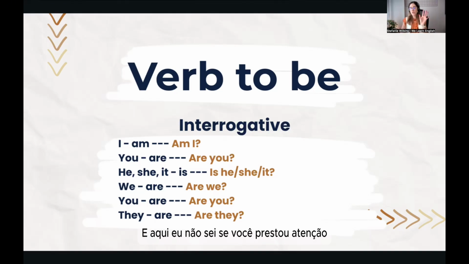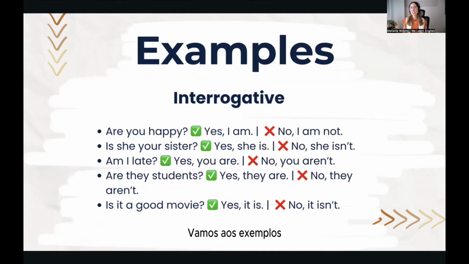And here, I don't know if you have paid attention, it's simply flipped. The pronoun, like I, you, he, she, it, we, you, they, and the verb change places. Have you noticed this? This is an important thing that you need to remember whenever you're making questions in English. The verb changes. It goes before, okay?